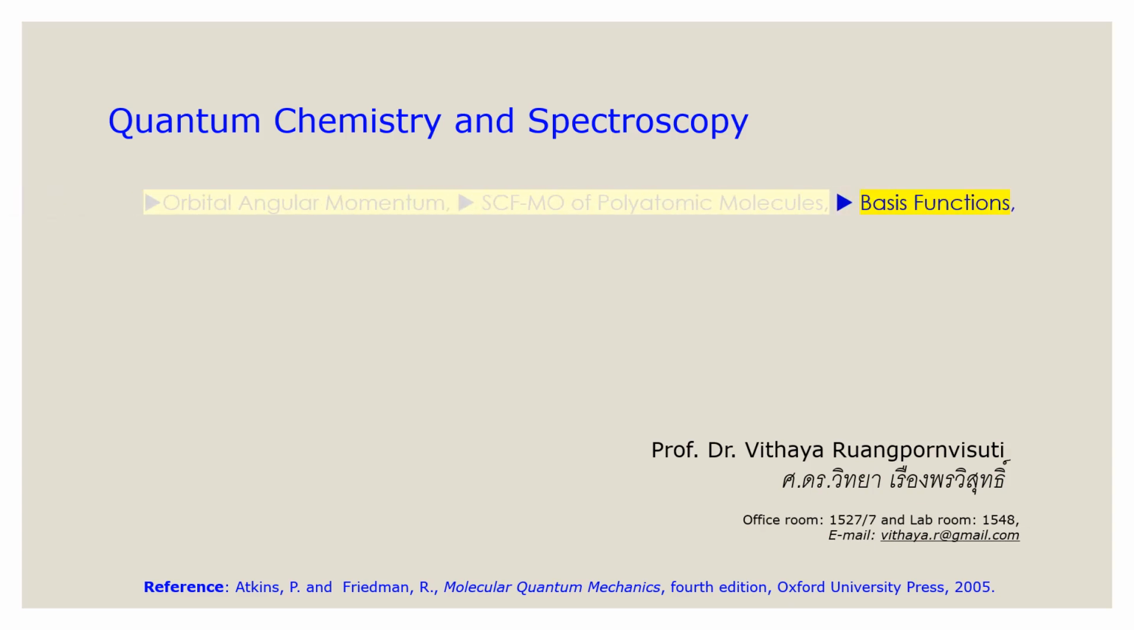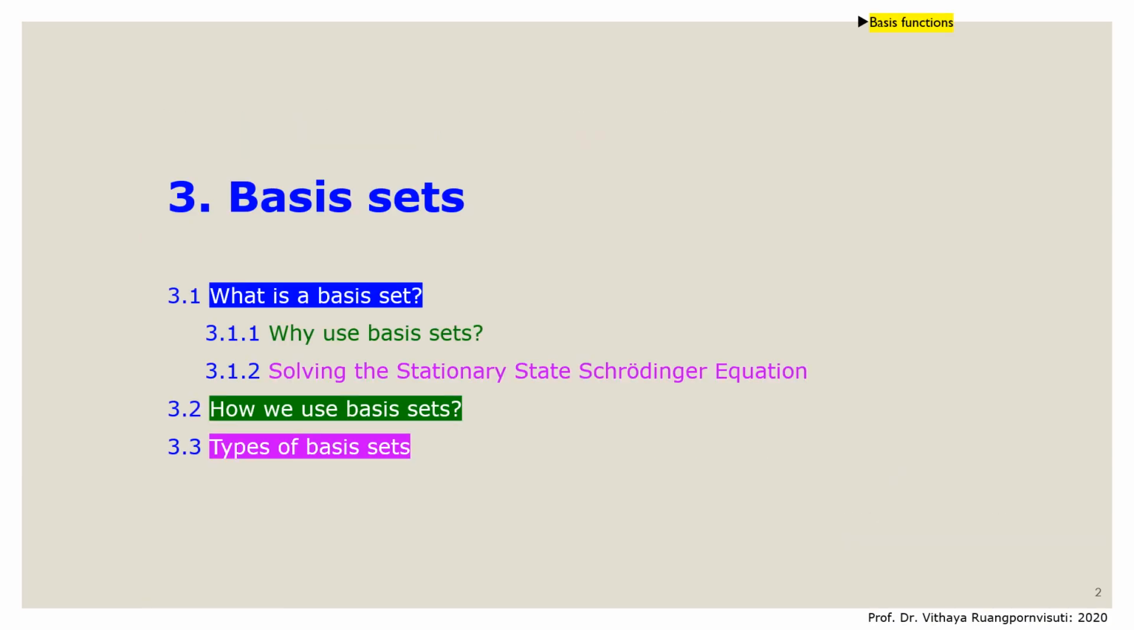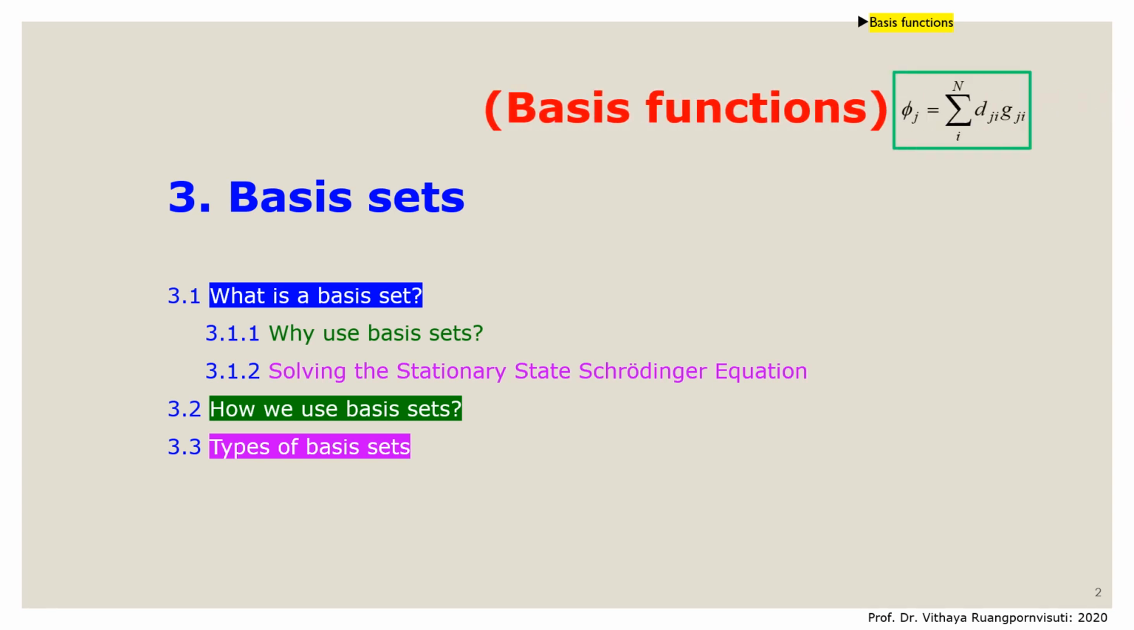Today's topic is the basis functions or the basis sets. The basis sets or the basis functions have a form of the atomic orbital as a linear combination of Gaussian functions, the Gaussian distribution function.